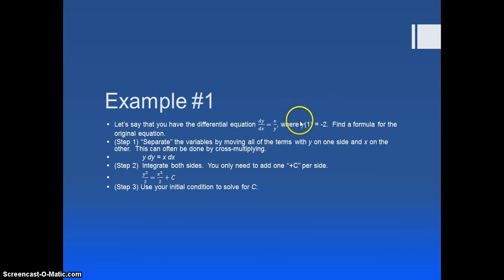Step 3, we want to use our initial condition to solve for c. If you remember, I gave you that little tidbit of information that y of 1 is equal to negative 2. I'm not just doing that for laughs. There is a reason for that. We need to plug in our x equal to 1 and our y equal to negative 2.